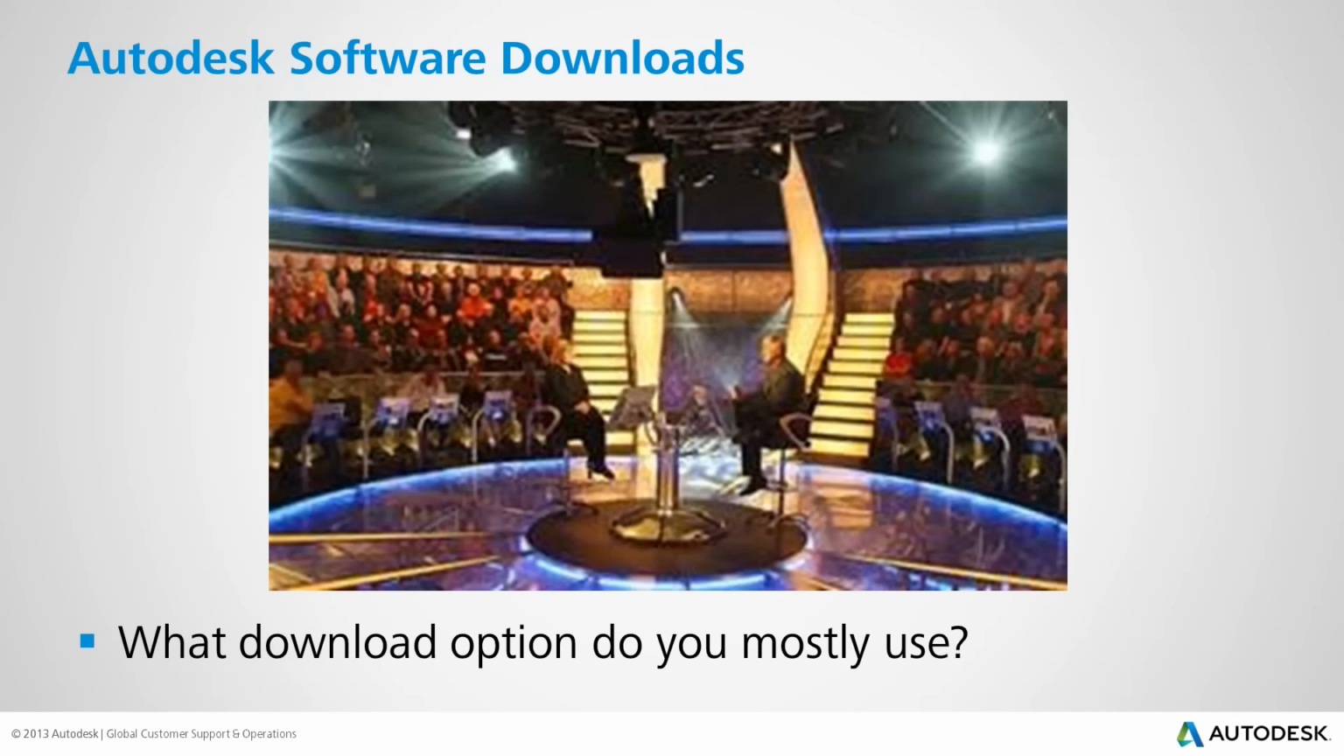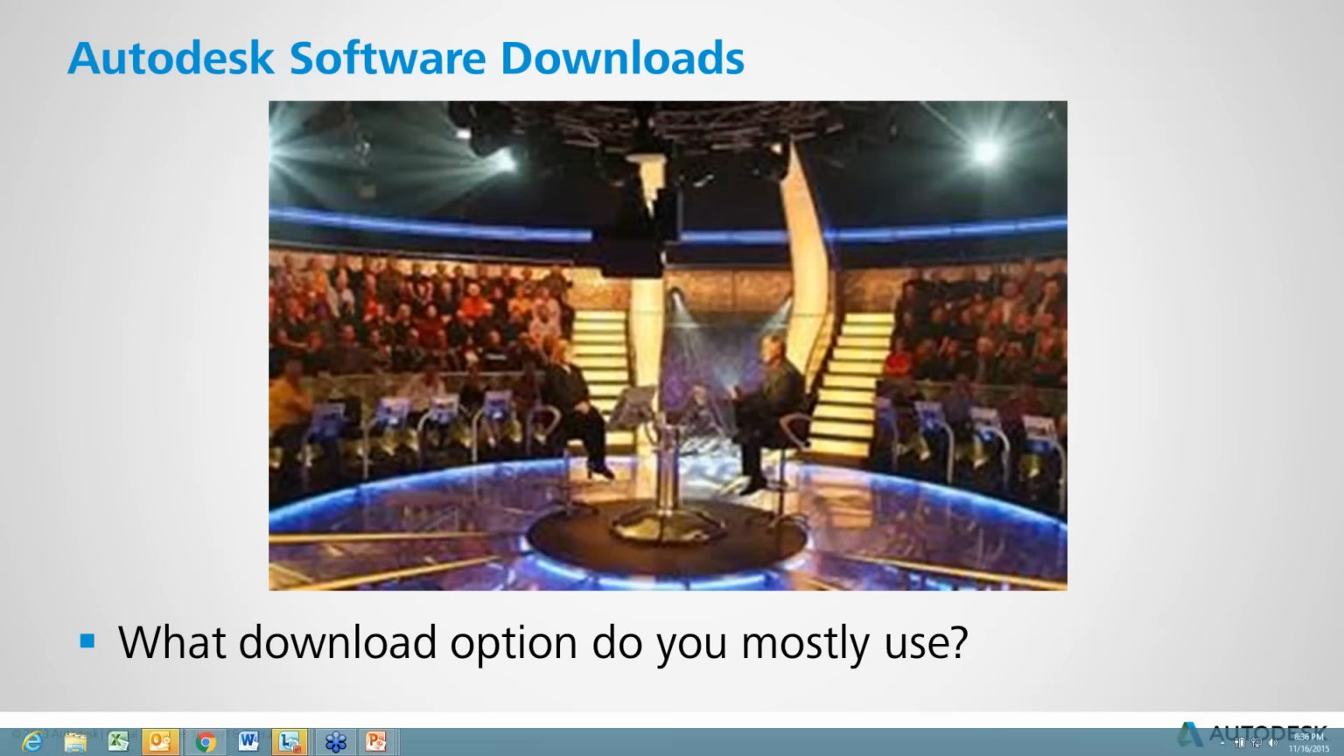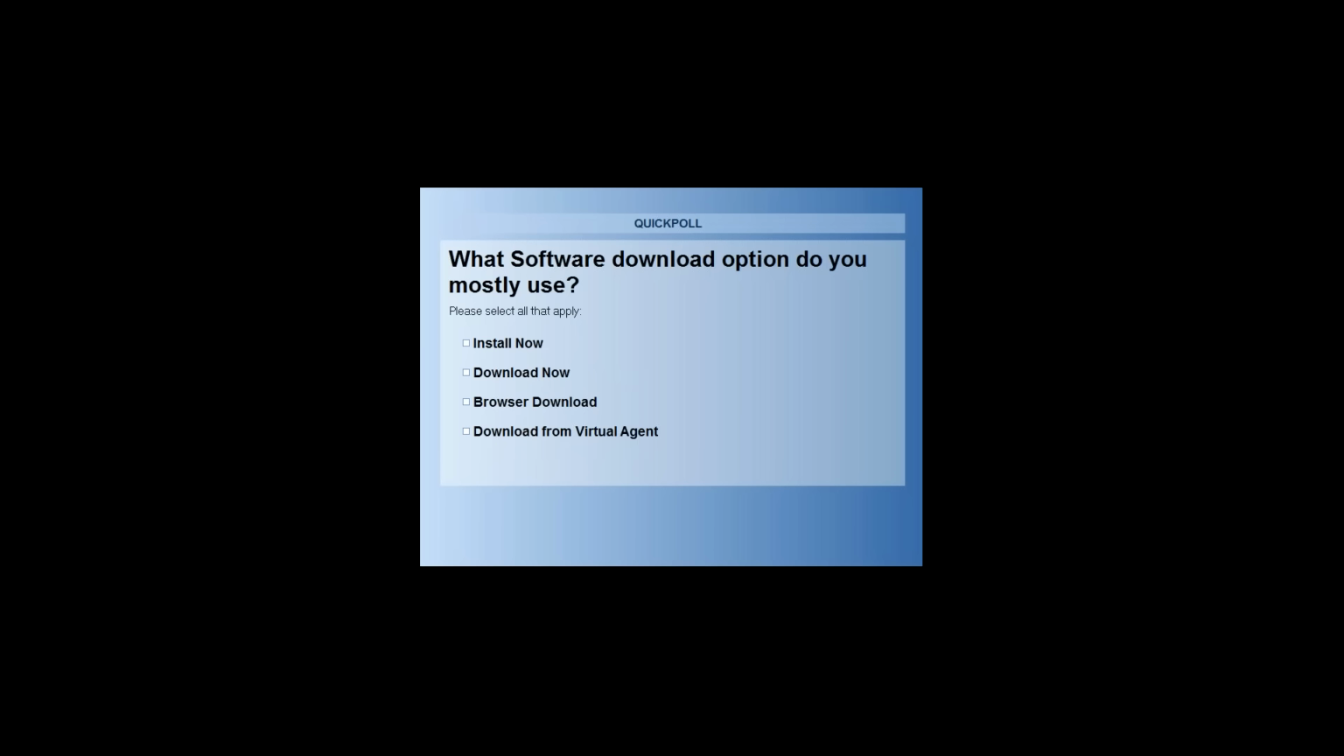So let's start with a poll question here. And I'll start the poll right now. What download option do you mostly use when downloading the Autodesk software? And I'll start the poll right now. And go ahead and select.